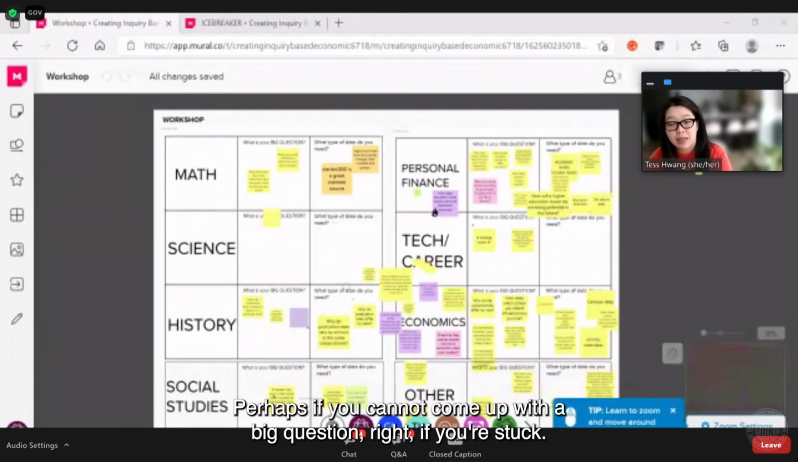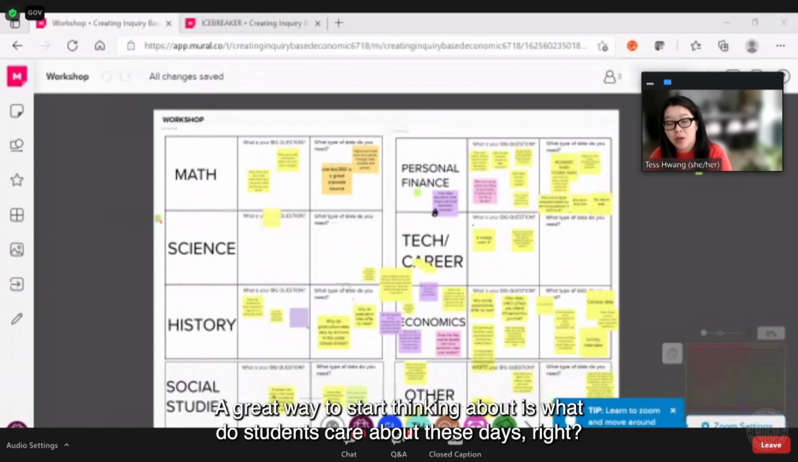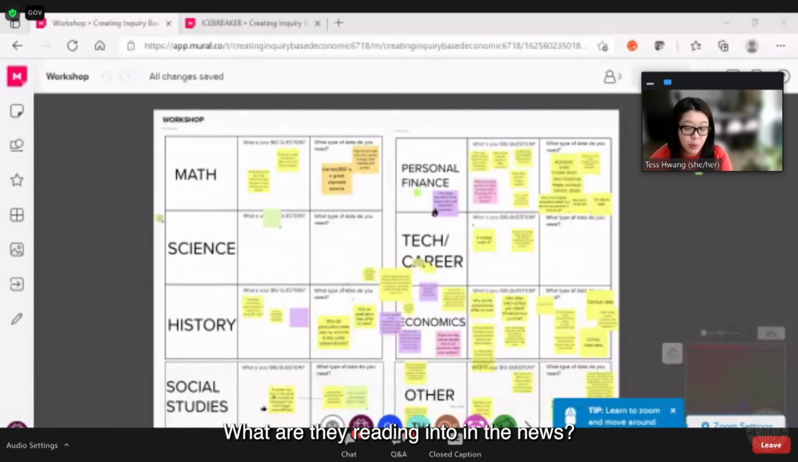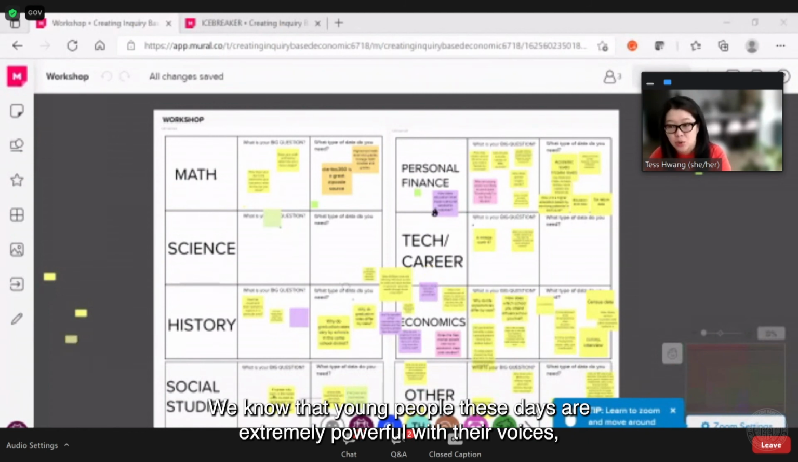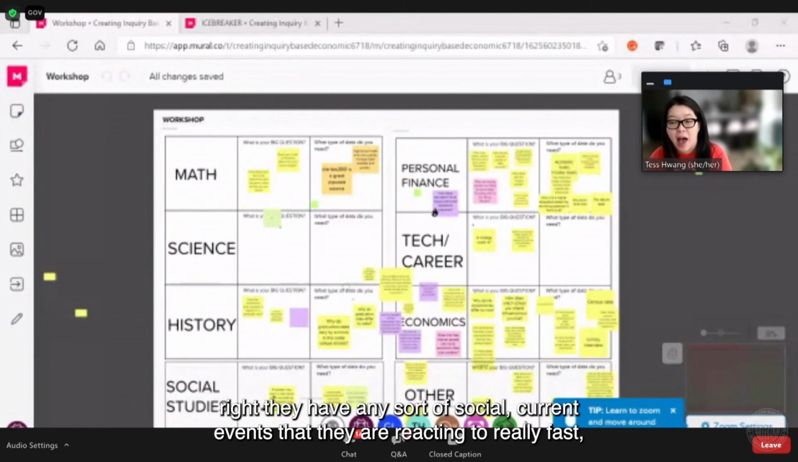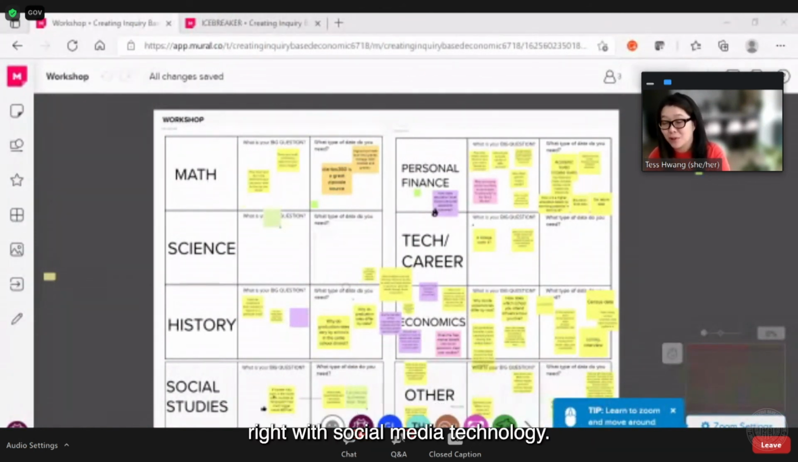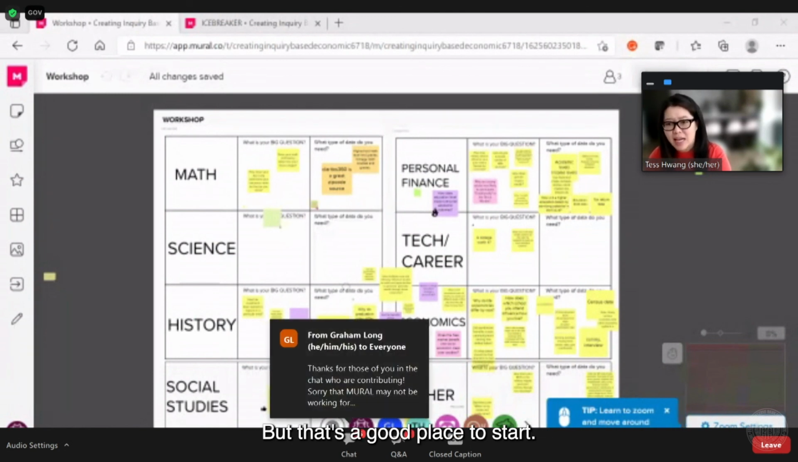Perhaps if you cannot come up with a big question, if you're stuck, a great way to start is, what do students care about these days? What are they reading in the news? What are they reacting to on social media? We know that young people these days are extremely powerful with their voices. They react really fast to social current events with social media technology, but that's a good place to start.